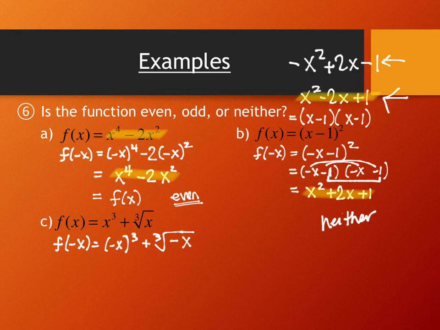Okay, so this is what happens when I put negative x in for all my x's, right? Okay, so what happens when I cube a negative x? I did a square and I did to the power of 4 before. What happens when I cube it? The negative stays, correct? 3 negatives gives me a negative. So this is actually the same as negative x cubed, like that.